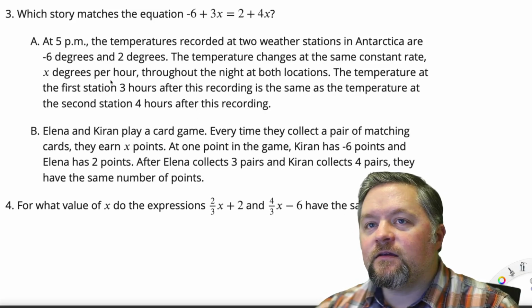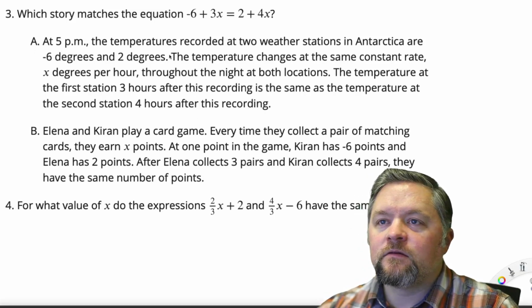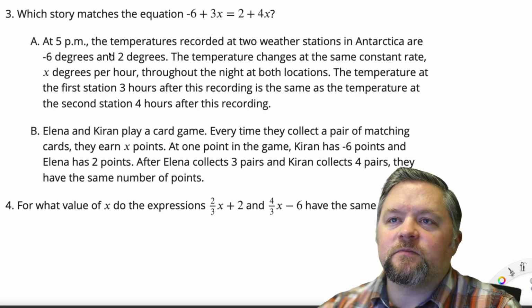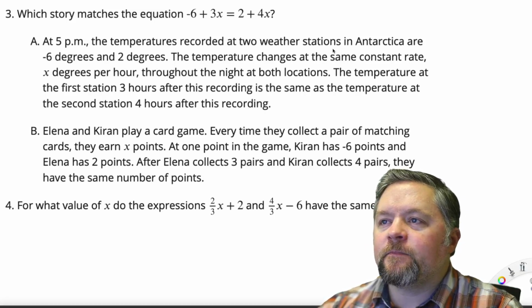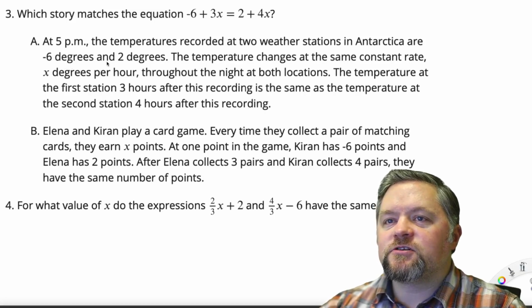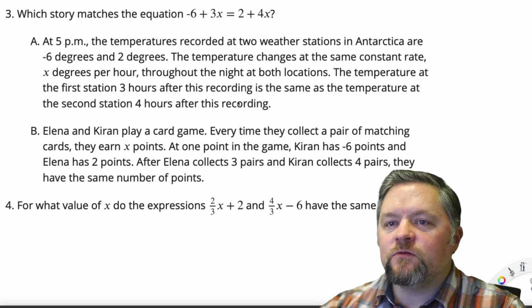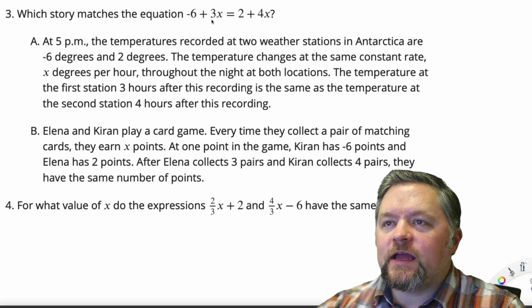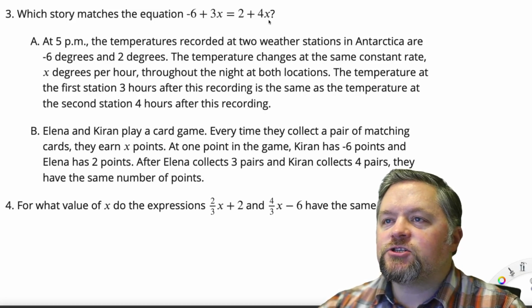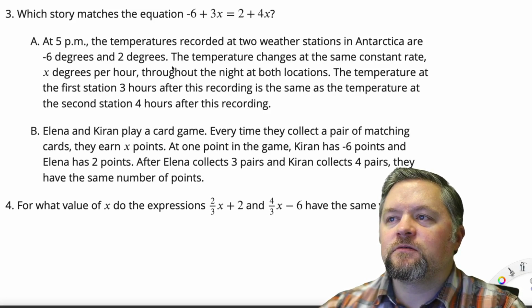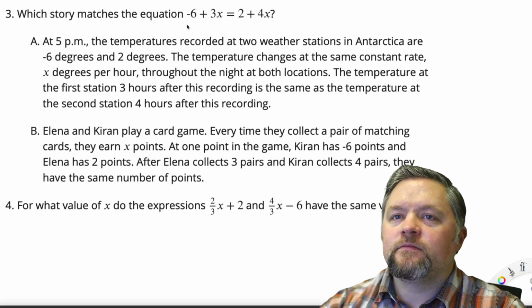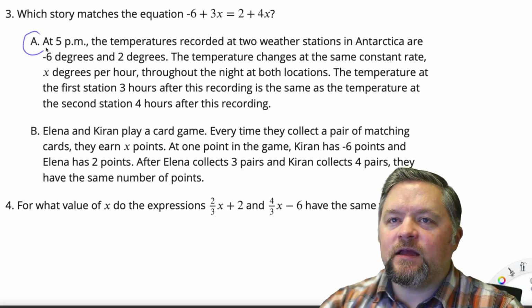Okay, I believe they want this one because at 5 p.m. the temperatures at the 2 weather stations are -6 and 2 degrees. The temperature at the first station, 3 hours, and the second station at 4 hours. Temperature changes at a constant rate of x degrees per hour. Yeah. This one has to be A.